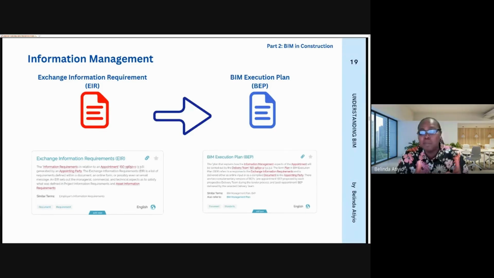Now, as the appointed party, it is not your responsibility to do an EIR. That is the client's responsibility. Your responsibility as the person being given the job, which is the appointed party, is to prepare the BIM execution plan. Now, this BIM execution plan, as I said, is a response to the EIR, and it tells the client exactly how you intend to execute the process of BIM. That is what the BIM execution plan does.